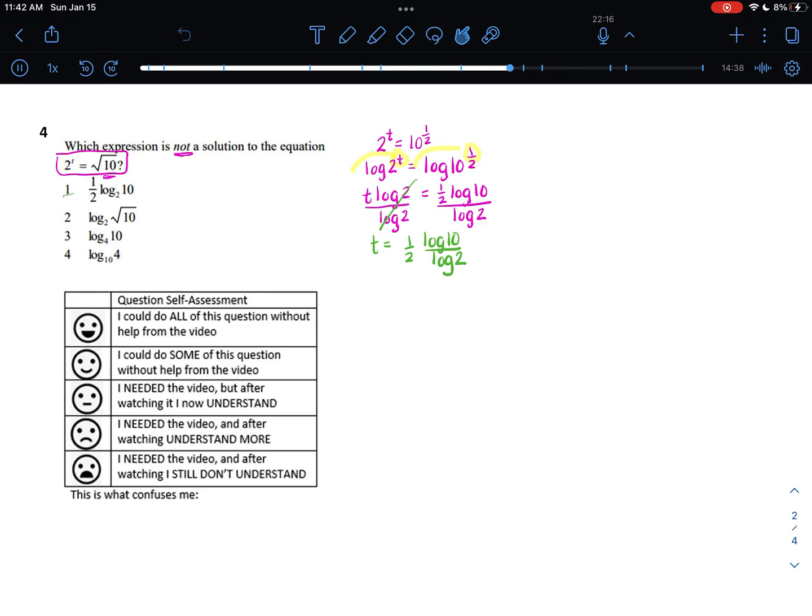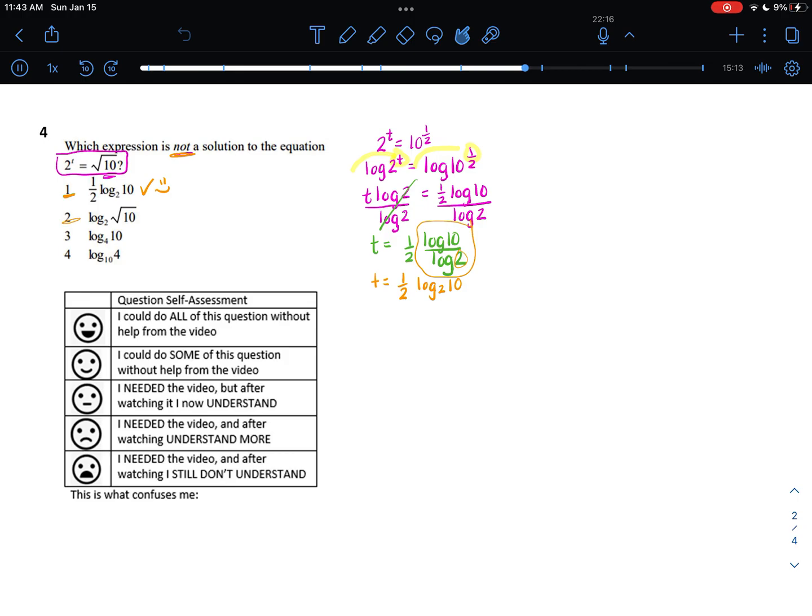I can use my change of base formula for this part right here and say that t equals 1/2, and then the change of base formula says the bottom becomes the base, a little alliteration there, bottom becomes the base, and the one in the numerator becomes that number there. That does look like number 1. So that means number 1 does work. So it's not the one I want to cross out because I'm looking for the one that would not work.